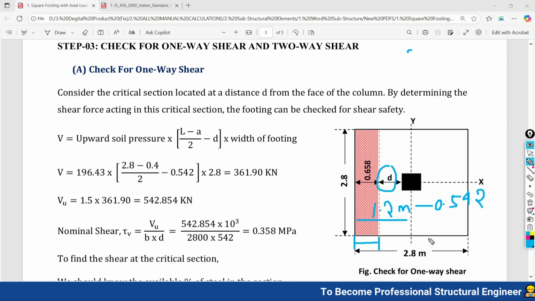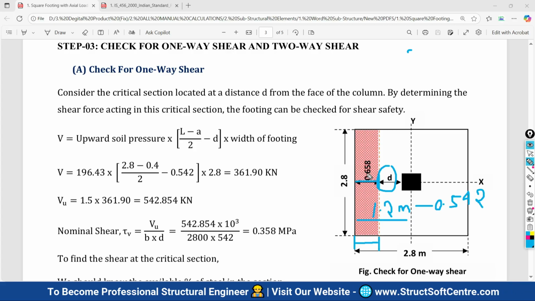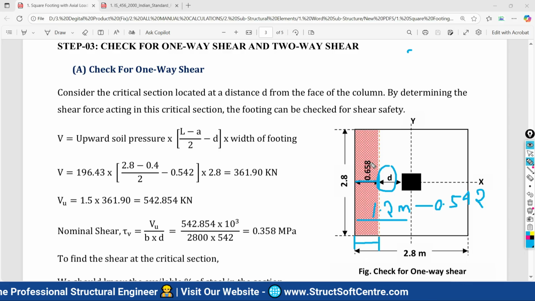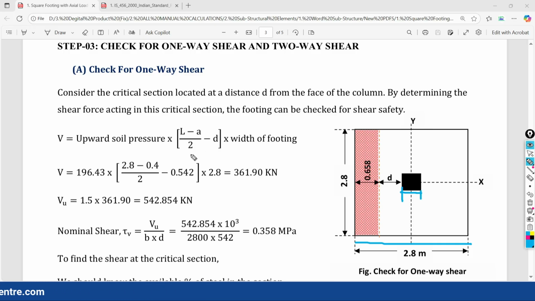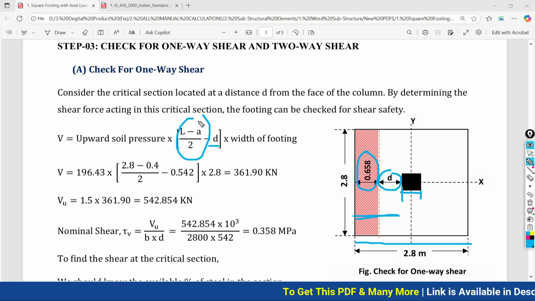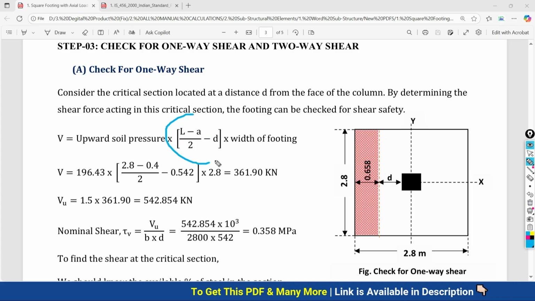0.542 is your effective depth. If you take the difference of this, you will get your projection outside of this effective depth, that comes out to be 0.658. So the overall calculation given here is total length minus the side of the column, divided by 2. So you will have this projection, and from this projection you have to subtract this effective depth, so you will finally have this distance. This is the overall formula given here.